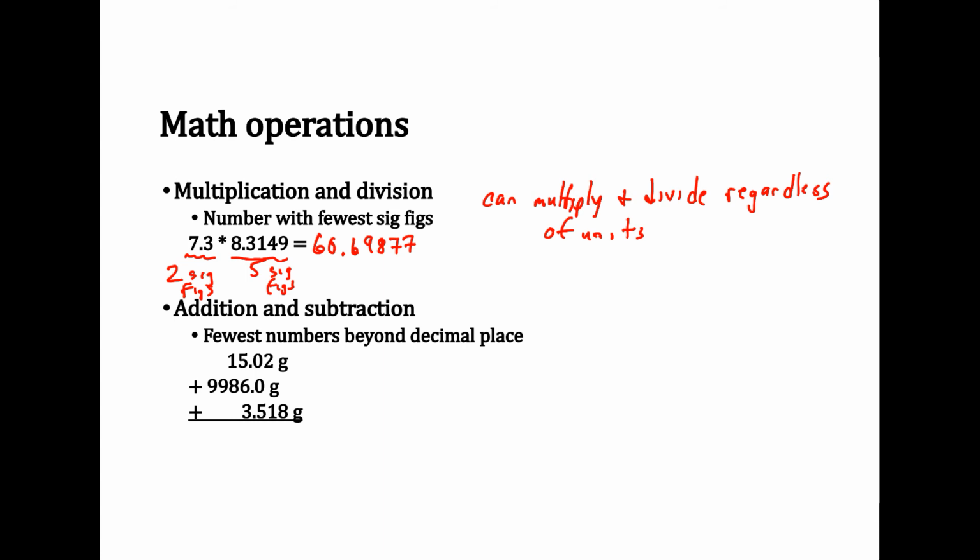So our answer should end up having 2. Since our answer should only have 2, we have 60, but we need to round it. So we'll look at that next digit, which is in the tenths spot. So we would round our answer to 61. So the correct answer here would be 61.